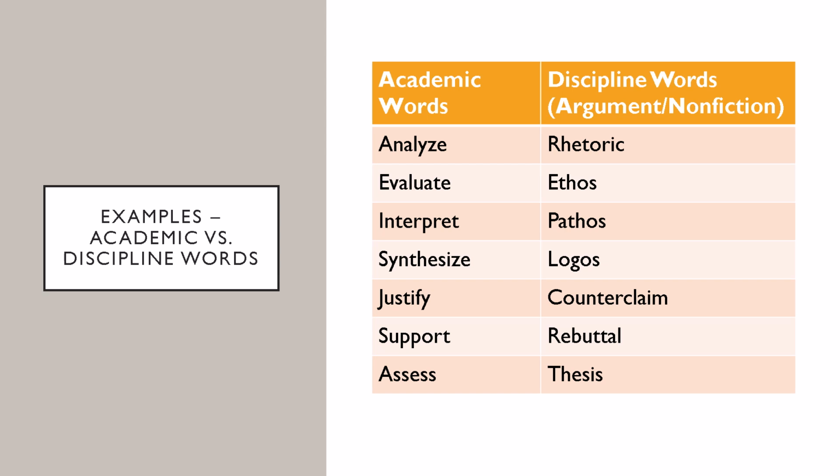Academic words are general skills that we apply across all subjects, like analyze, interpret, or justify. Discipline-specific words are unique to a topic. So in our argument and rhetoric unit, words like ethos, pathos, logos, counterclaim, rebuttal, those are going to be essential. And as you're continuing reading nonfiction, keep track of these terms in a notebook or a digital word log, knowing how to use them correctly, and that's going to make your writing sound a little bit more confident and academic.